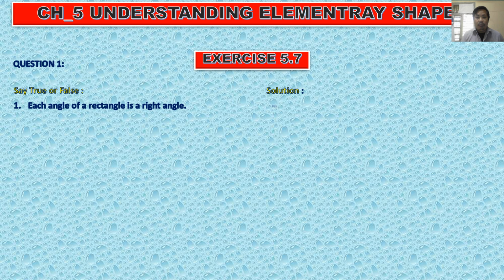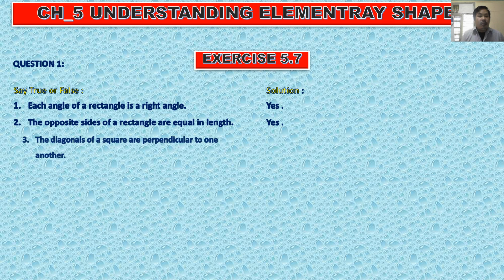We have the solution here, and the solution is yes, it is right. And question number 2 is: the opposite sides of a rectangle are equal in length. Let us see the solution. Yes, again it is true that opposite sides are equal in a rectangle.